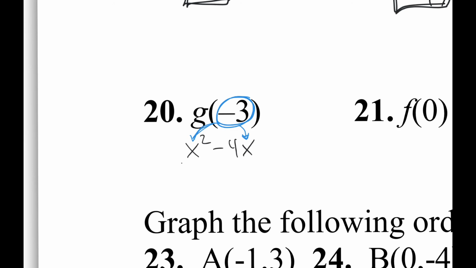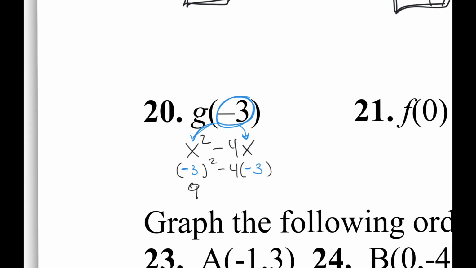So we're going to use parentheses squared minus 4 times parentheses, and we substitute the negative 3. Now here, guys, we also have to be careful with the signs, because when you square a negative 3, remember, if the negative is inside the parentheses and the exponent is even, your answer is going to be positive. So you multiply negative 3 times negative 3 by itself, that's going to be positive 9.